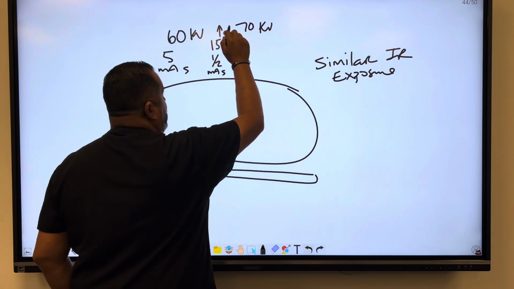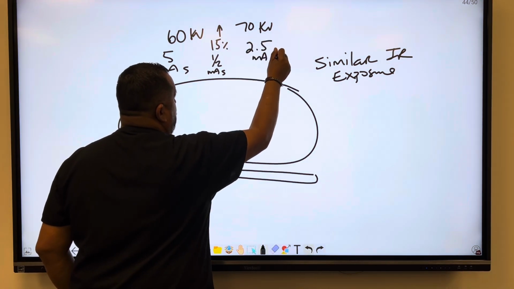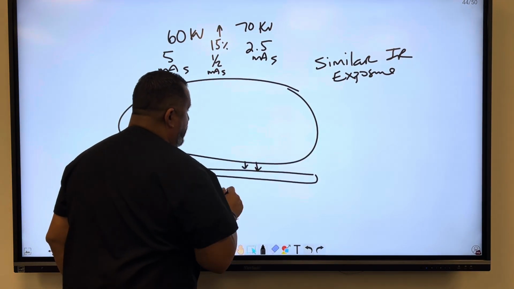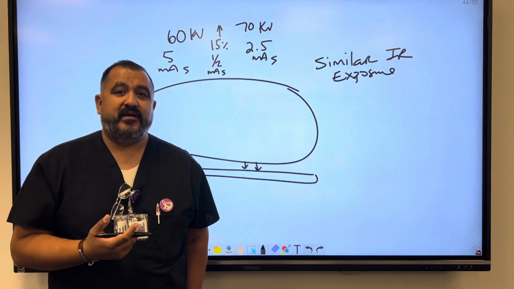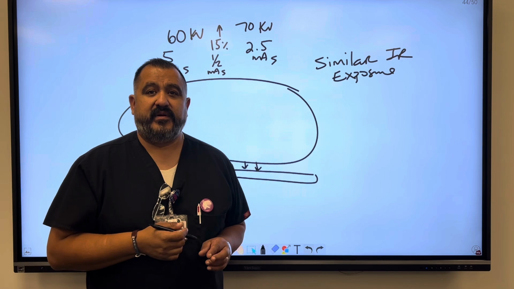So if you do another projection at 70 kV at 2.5 mAs, for this example, well then guess what? You're going to have the same amount of X-rays go through. So you're going to get a similar exposure, right? So only when they ask for a similar or same recorded exposure, all right?